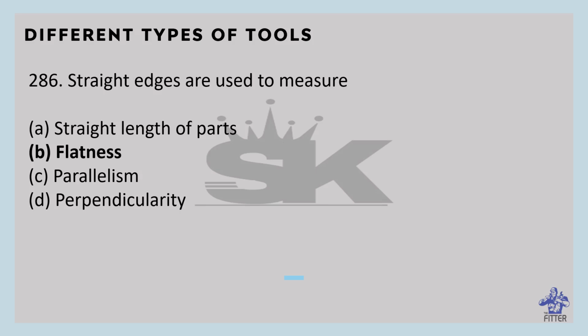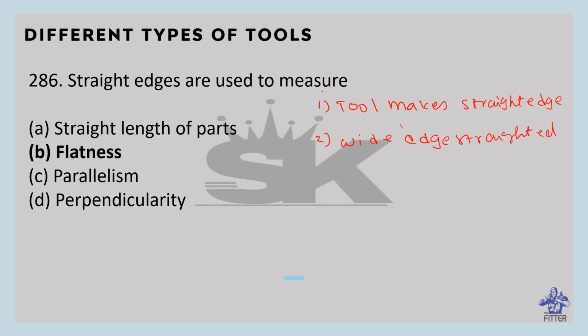Straight edges may be classified as follows. The first one, tool maker's straight edge. The second one is wide edge straight edge. And the third one is angle straight edge. So these three are the classifications of straight edges.